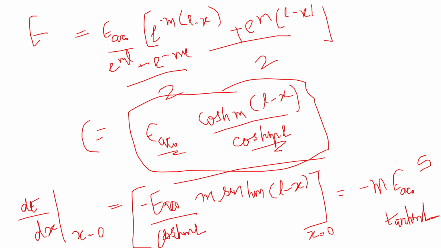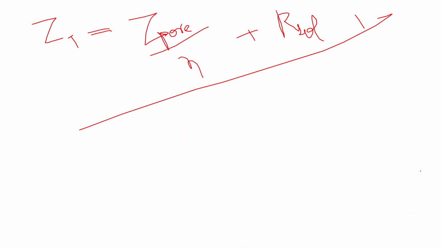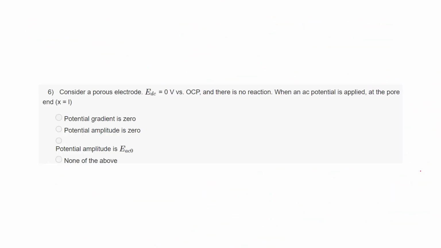Okay, we'll just look into that. Consider a porous electrode. We'll just continue with the questions. Consider a porous electrode, and we say that the potential is equal to 0 volt versus OCP and there is no reaction. When an AC potential is applied at the pore end, the potential gradient is 0, the potential amplitude is 0, the potential amplitude is E_AC naught, or none of the above.